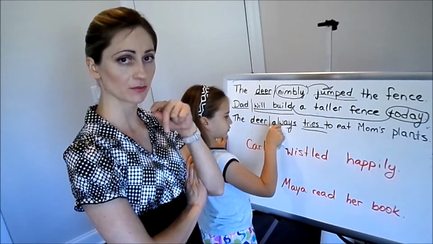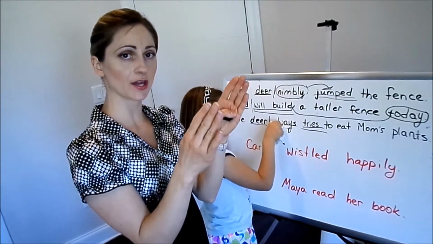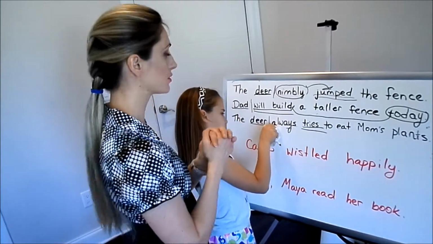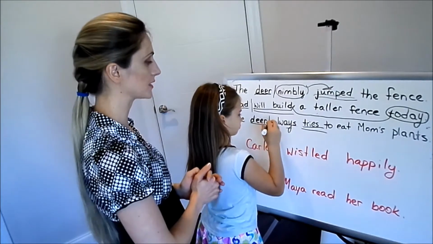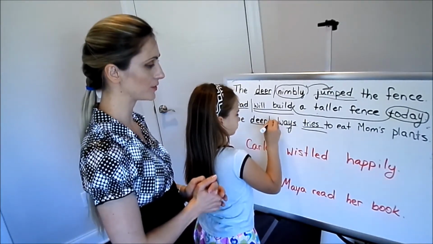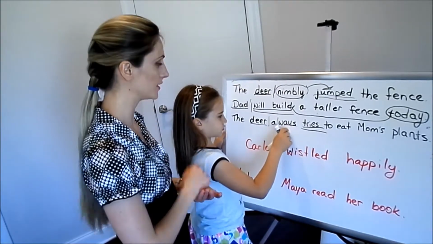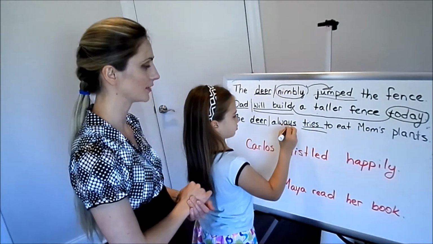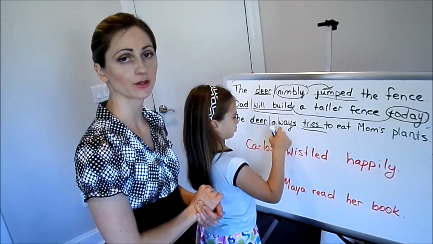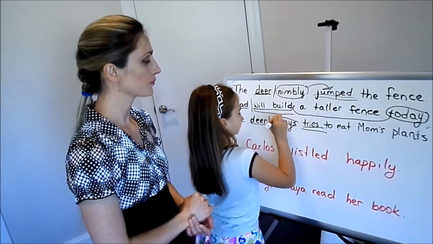You always ask yourself, once you've underlined the subject and the verb, you put those words together and you see if those make sense. Remember how I told you? The deer tries to eat mom's plants. Now, is there an adverb that answers how he tries, when he tries, or how often he tries? Always. Always is your adverb. He always tries.